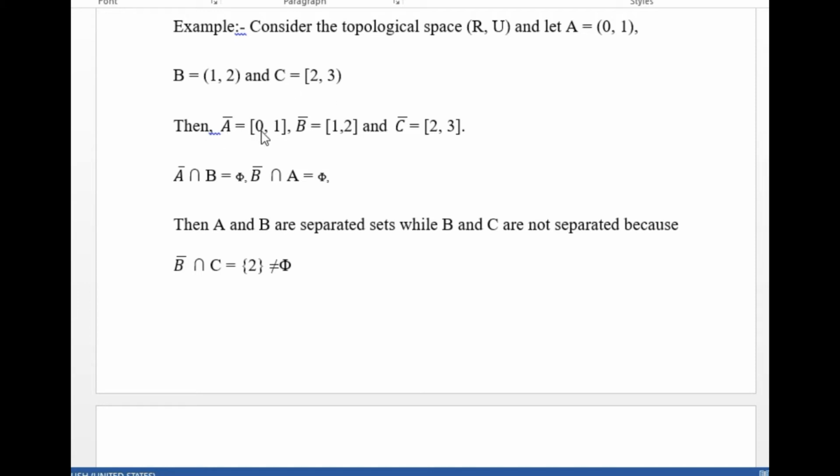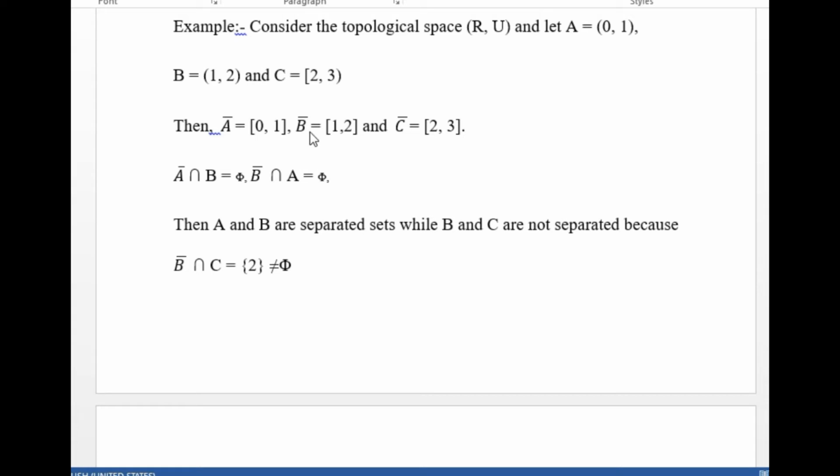Now A closure contains all of its limit points. So A closure is equal to the closed interval [0, 1], B closure is equal to the closed interval [1, 2] and C closure is the closed interval [2, 3]. Now take the intersection of A closure with B. Then we get the empty set because these two sets are disjoint, as 1 belongs to A closure but not to B. So A closure intersection B is equal to empty.